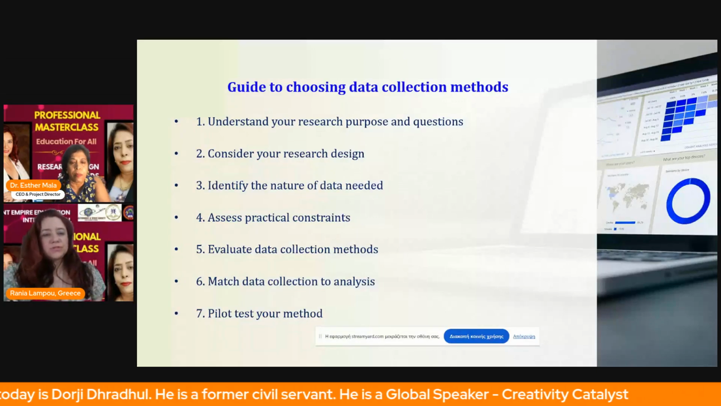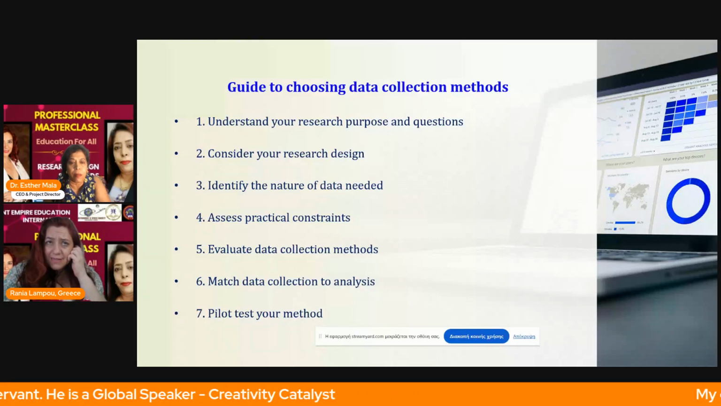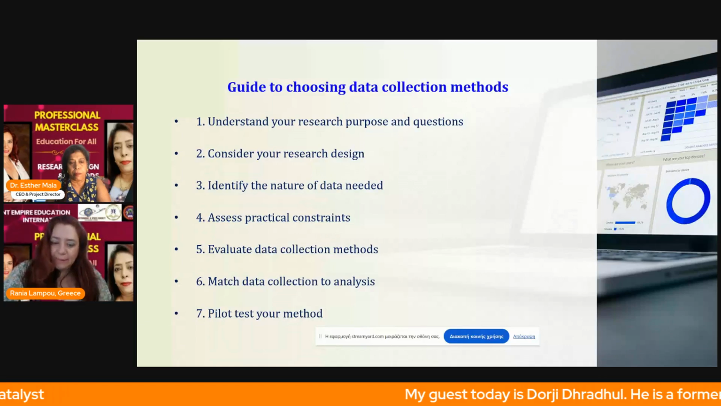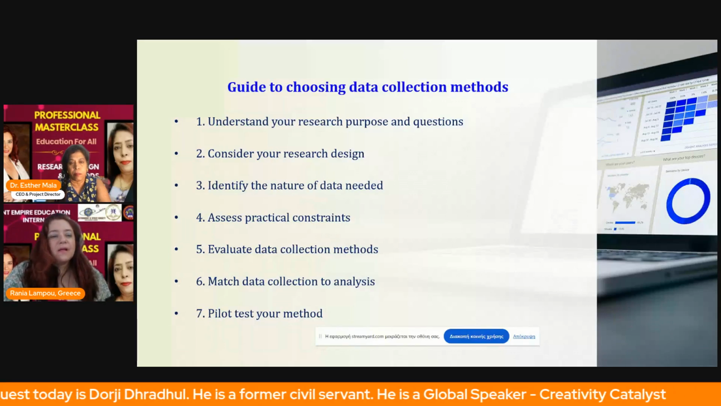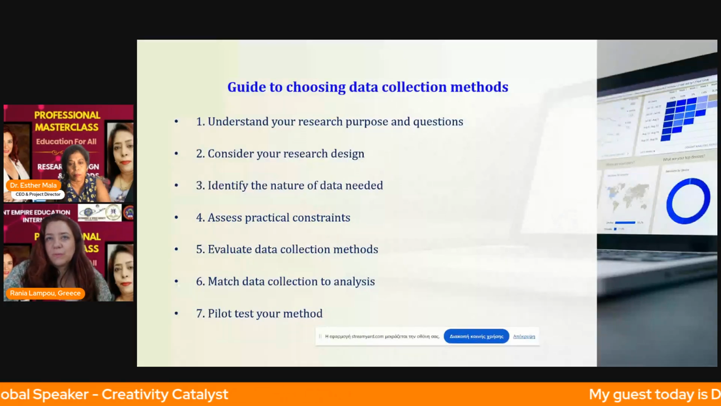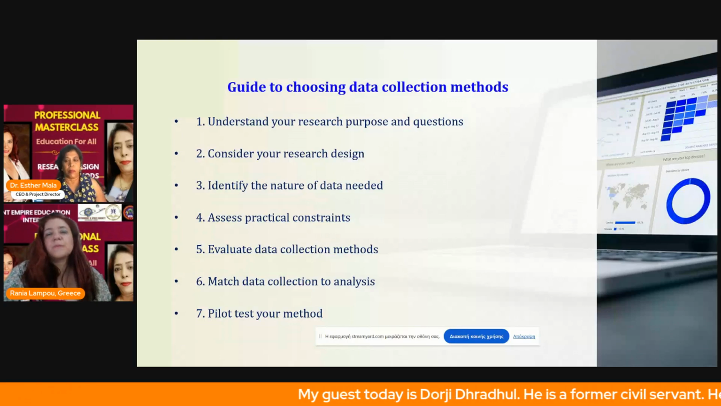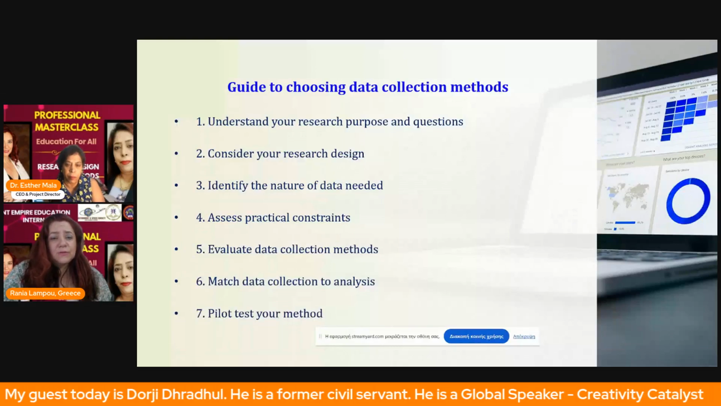Then you need to consider your research design. For quantitative research designs, for example experimental or correlational, we need numerical data. Suitable methods here are surveys with closed-ended questions, structured observations, and existing data sets. For qualitative designs, for example phenomenology or case study, we need rich, detailed data. Suitable methods here are interviews, focus groups, open-ended surveys, and mixed methods, a combination of both qualitative and quantitative tools.